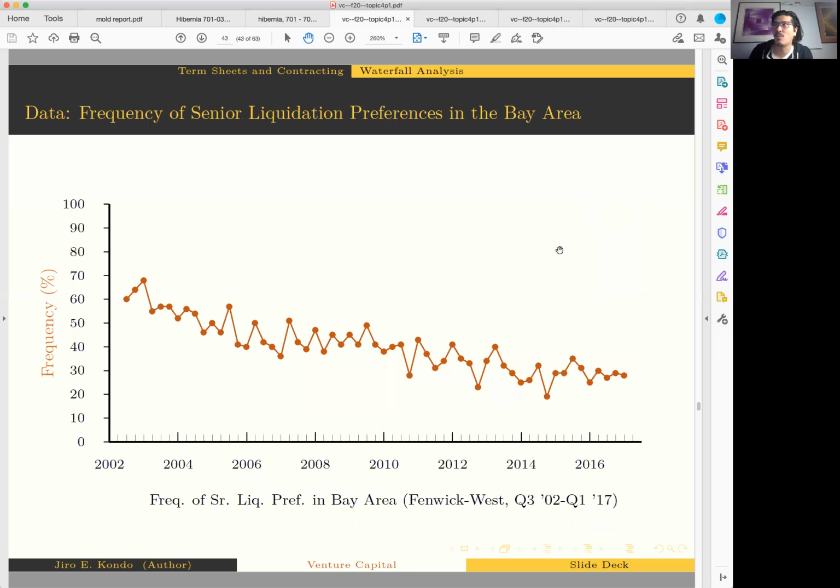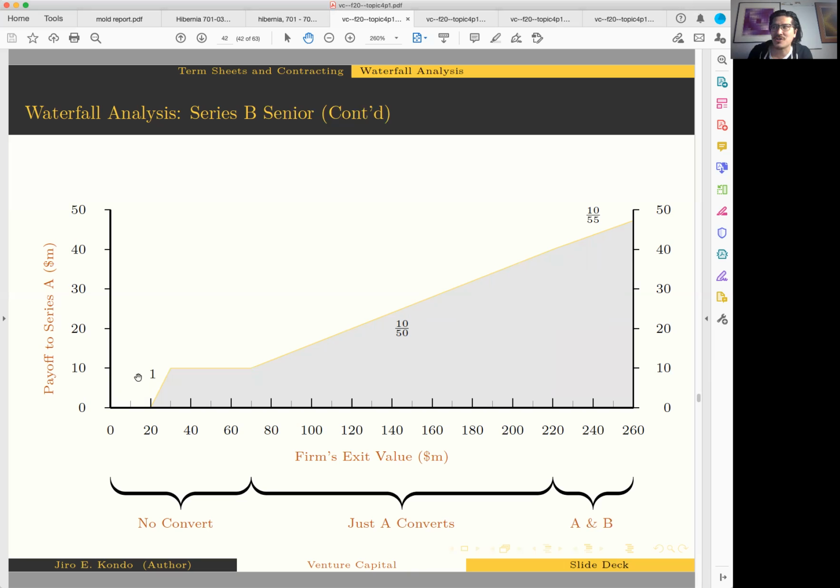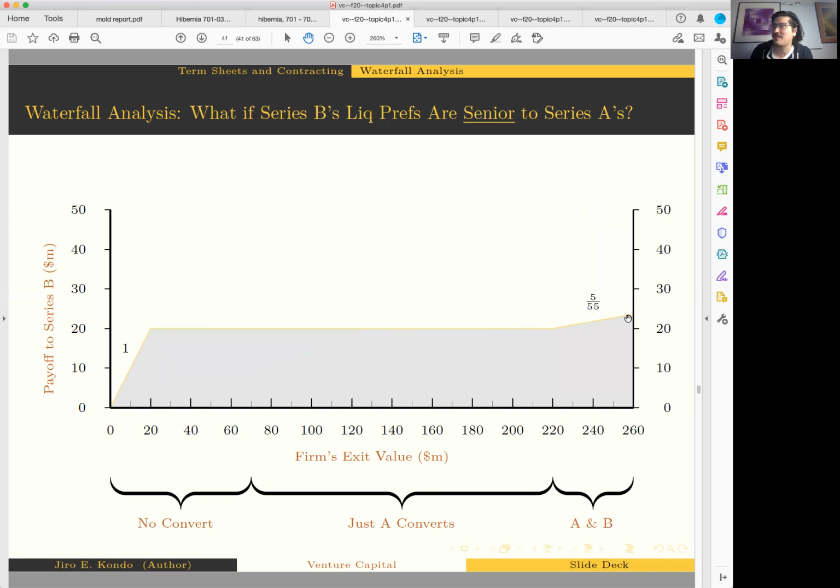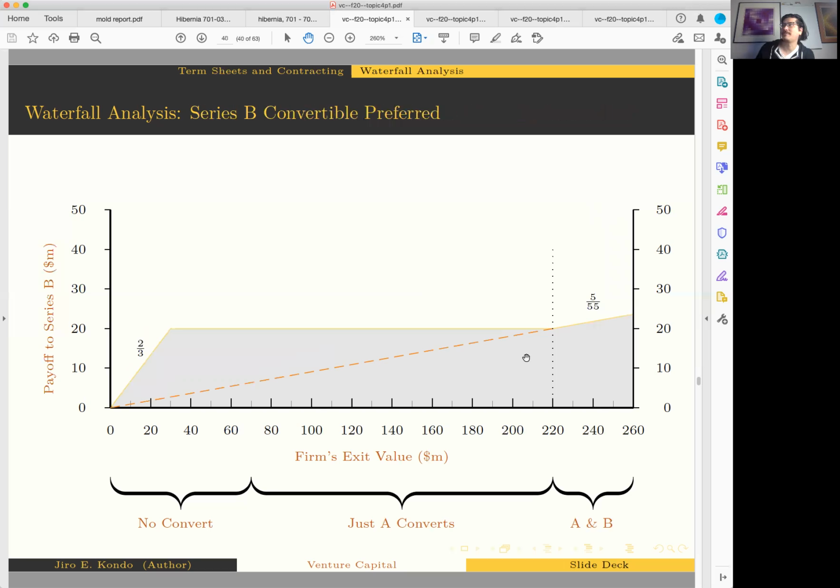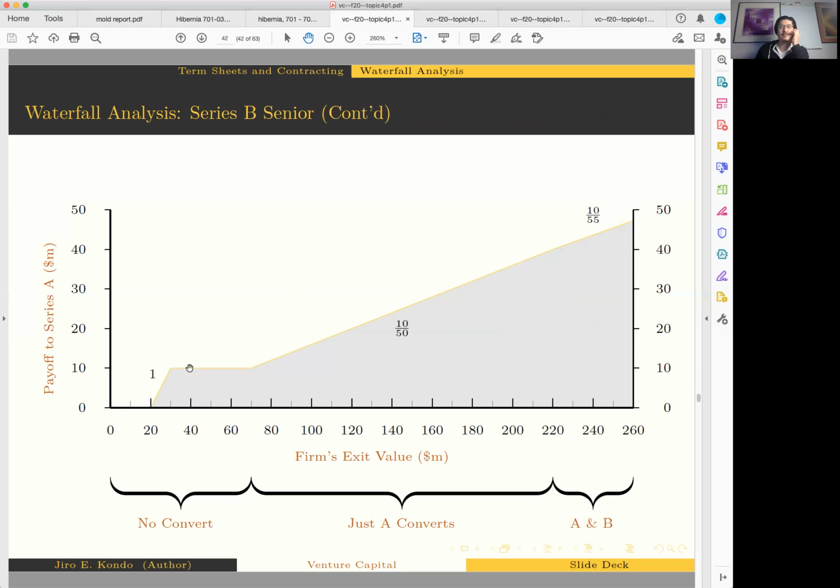And then, of course, in this scenario, what would B get? They would get the first 20, and then they would be flat to 220, and then they would go to 5/55 thereafter. Yeah, sorry. So this is the Series B diagram. They get the first 20, and then they plateau until 220, and they get 5/55. And this is the corresponding Series A payoff when Series B is senior. Are we okay with this?